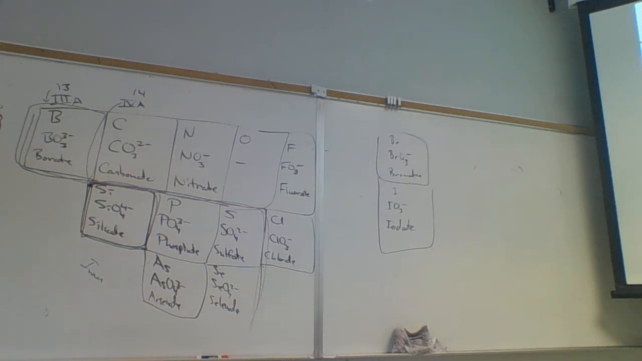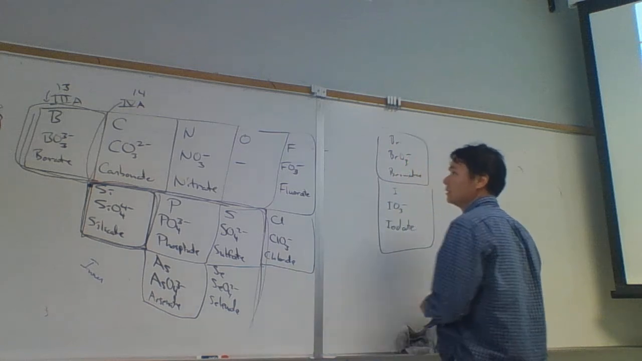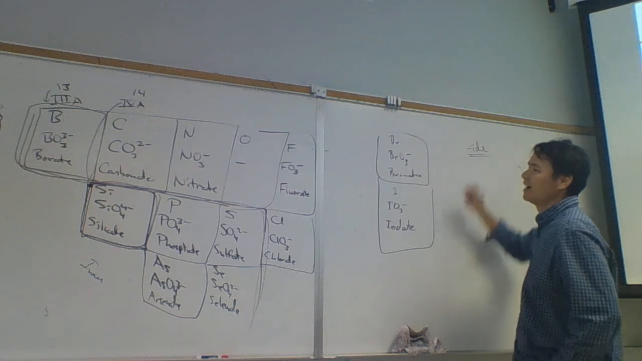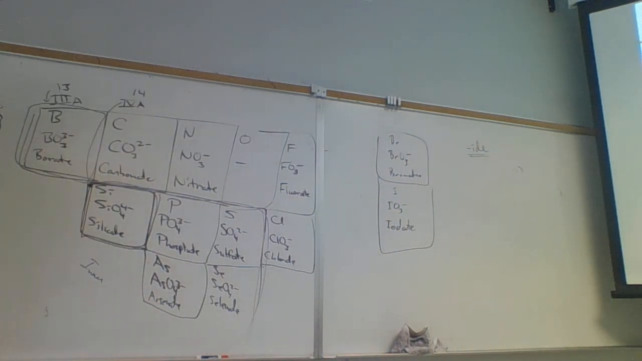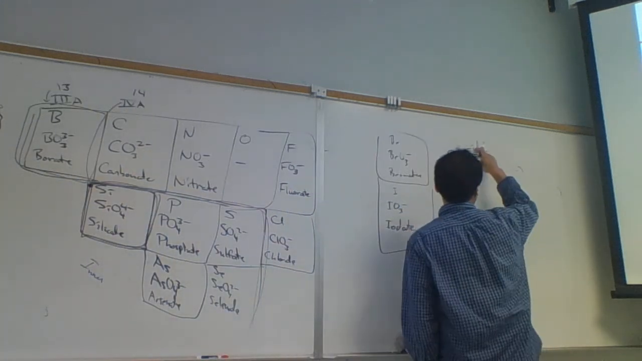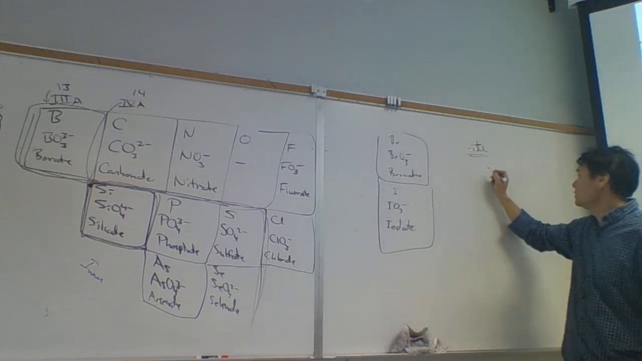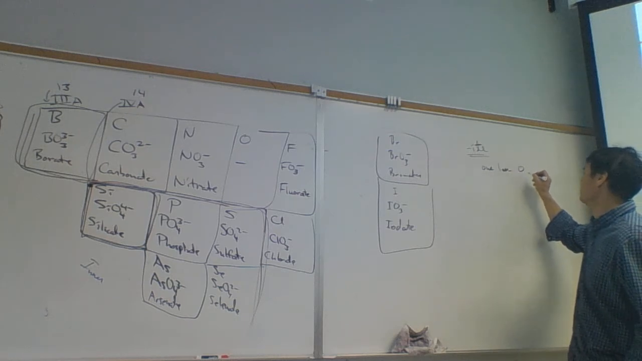Okay, then what we do is we go on to this. So that's the -ates, and then we have the -ites. The -ites I don't memorize, because it's easy to figure them out. One less oxygen, one less O, same charge.